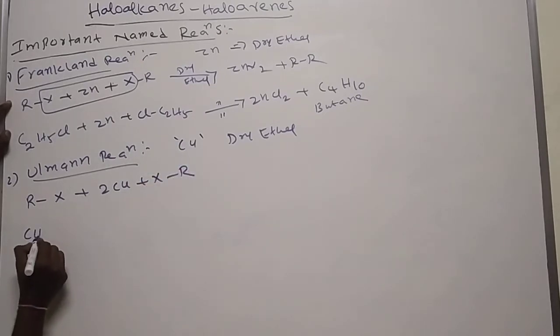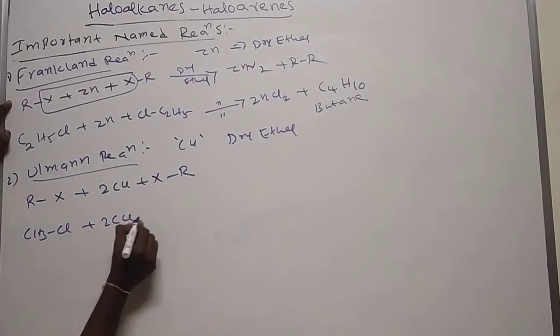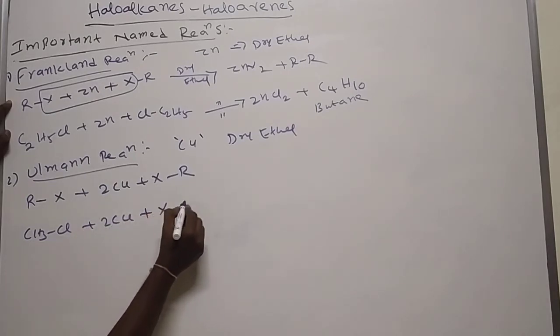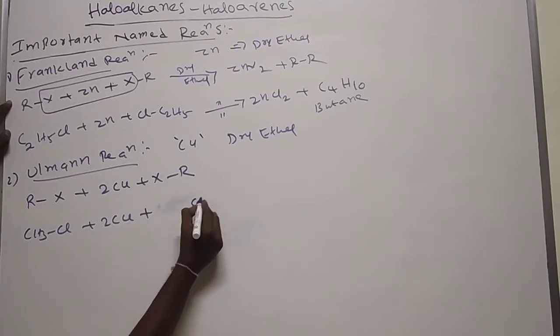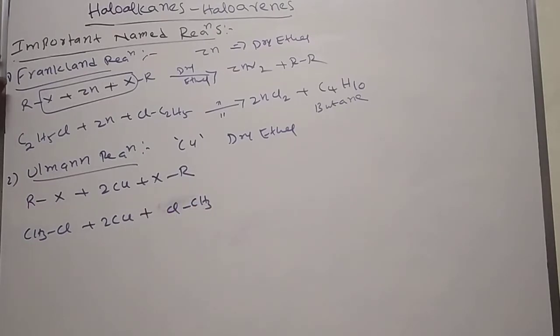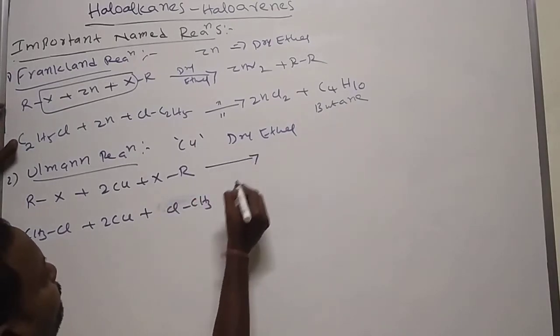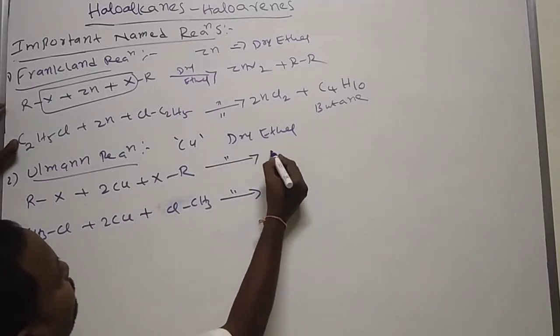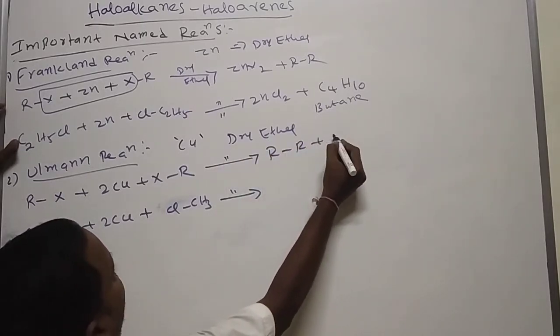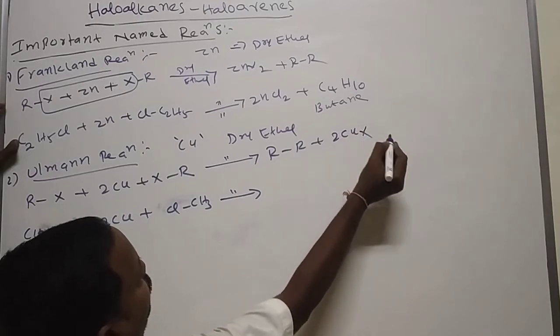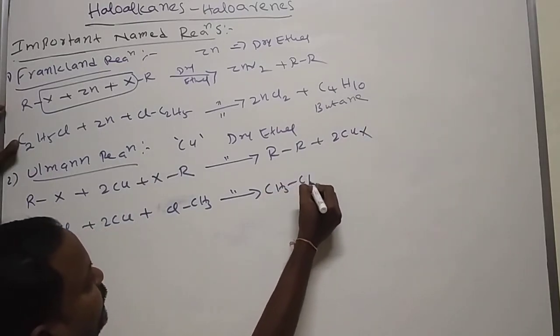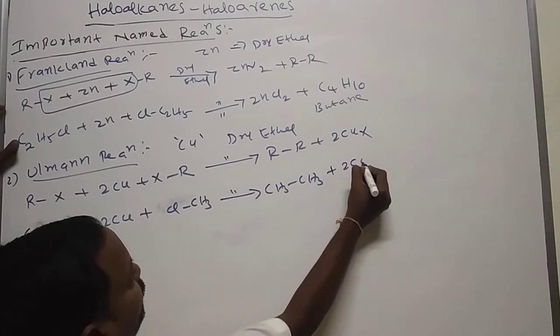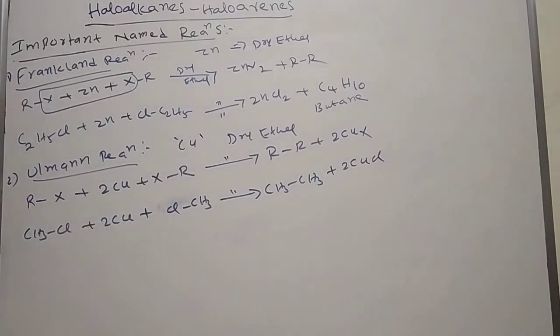Here also, take methyl chloride, CH3Cl, and react it with 2 moles of copper metal. Here what happened? In the presence of dry ether, we will get an alkane, and 2CuX, cuprous halide, is formed. Here, cuprous chloride was formed. This is about the Franklin reaction and the Ullmann reaction.